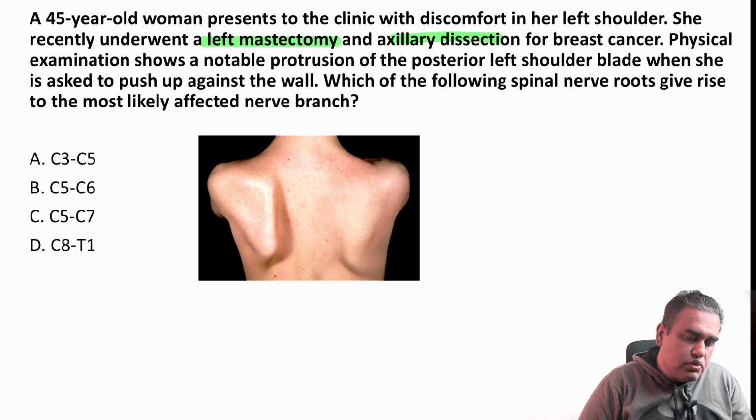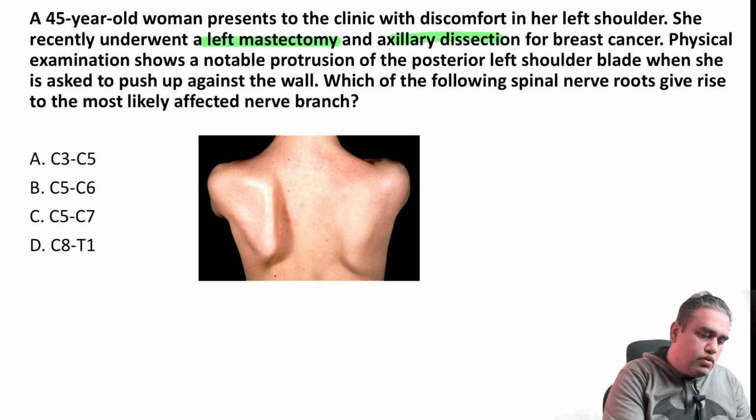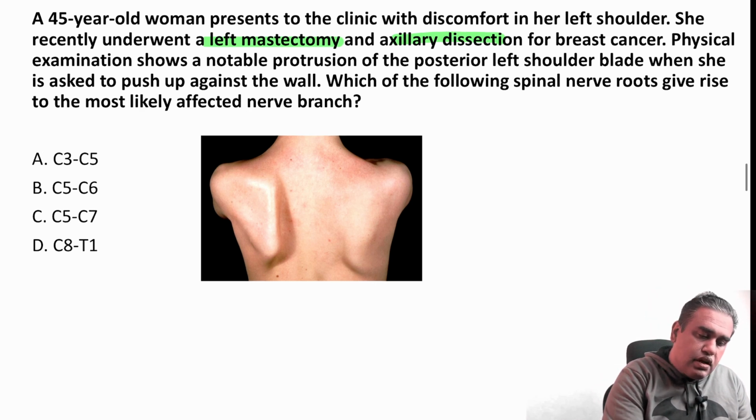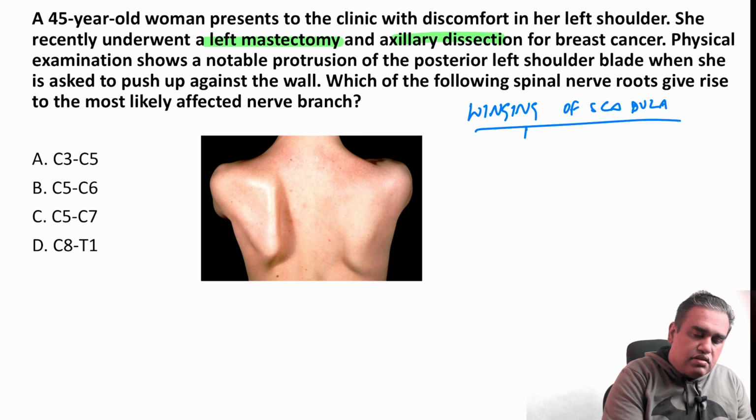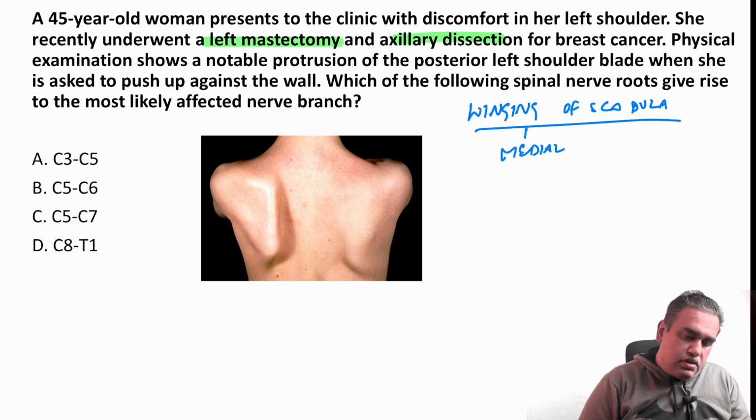When she is asked to push up against the wall, we know we are dealing with what? We are dealing with winging of scapula. In which winging? It is a medial winging of scapula. Which winging? Medial side. Which of the following spinal nerve roots gives rise to the most likely affected nerve branch?